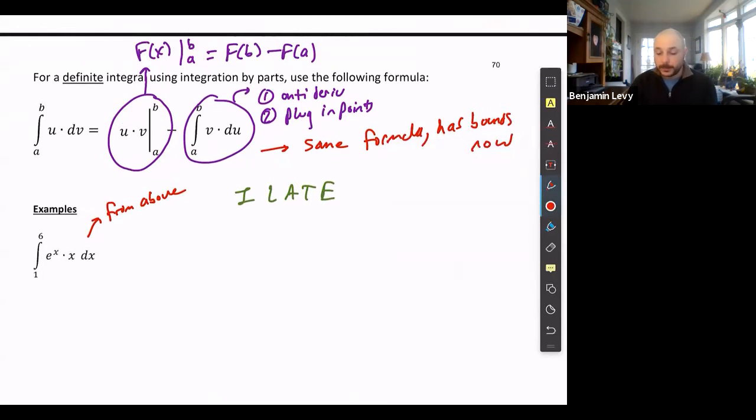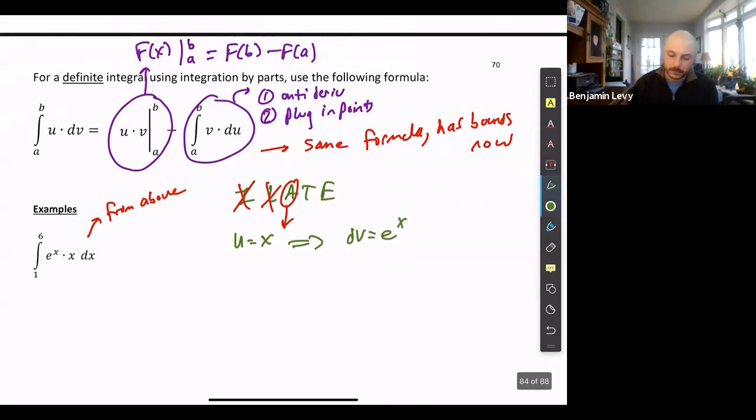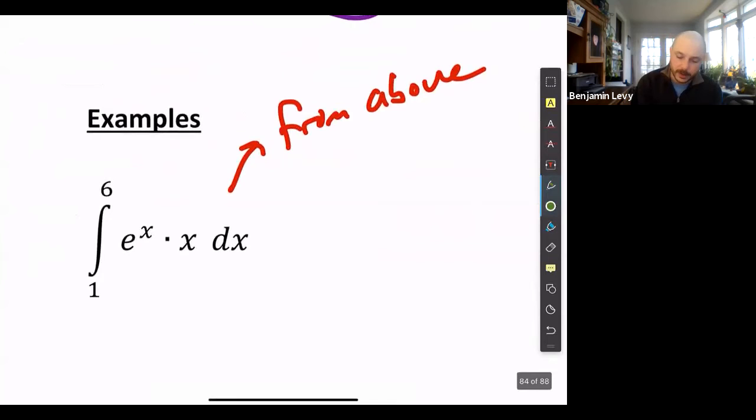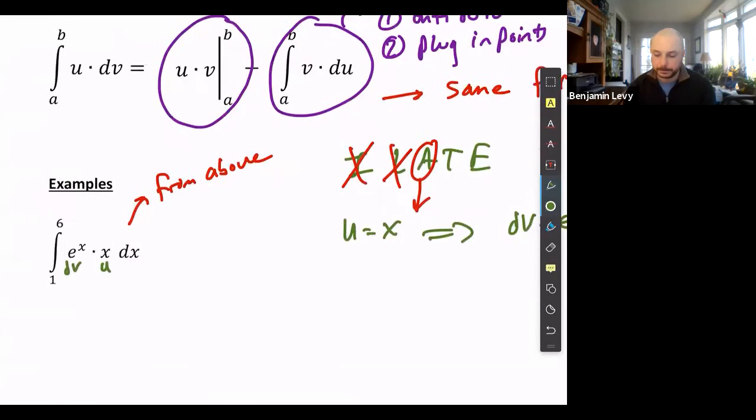So the I stands for inverse trig functions. We don't have any of those. L stands for logarithms, no logarithms. Algebraic expression, yes, there's the x. And so that's how we chose the u part. And then whatever's left is dv. Right, so let's zoom in over here. This ended up being our u. This ended up being our dv based on the acronym.